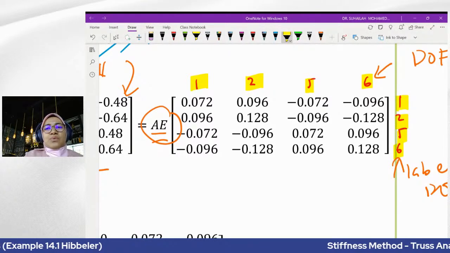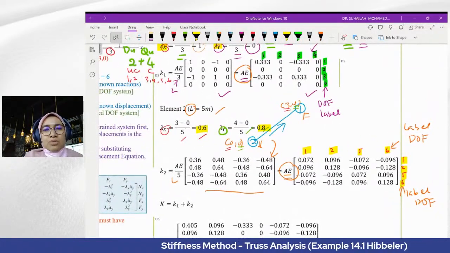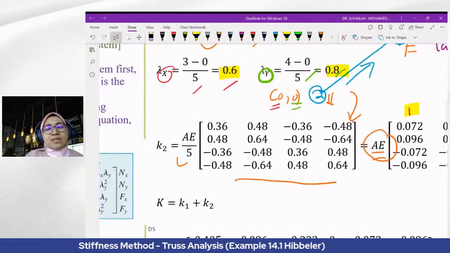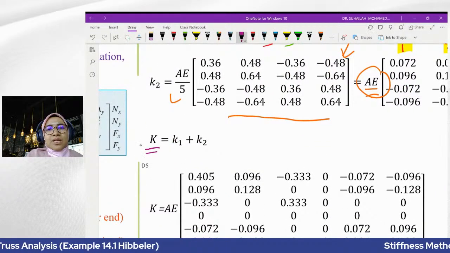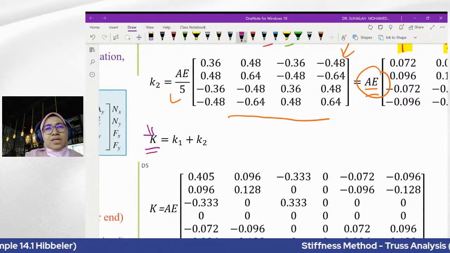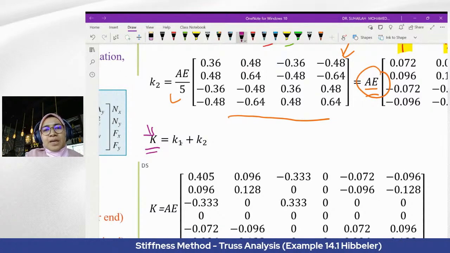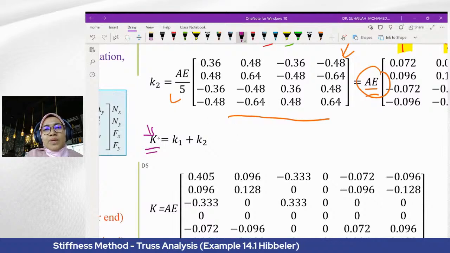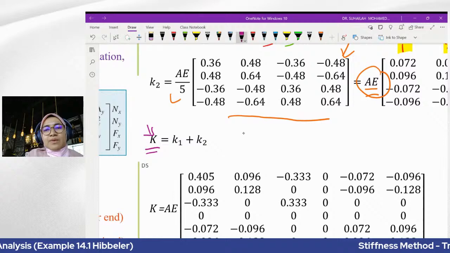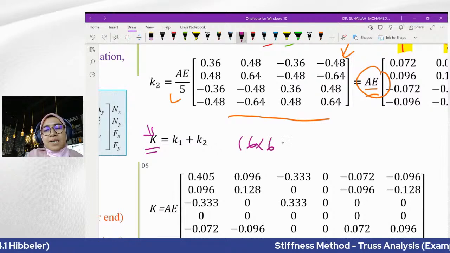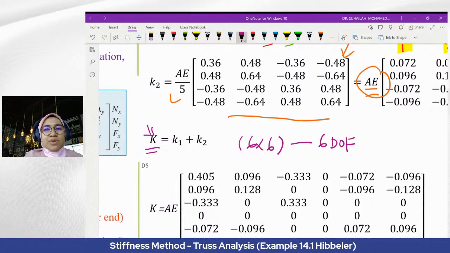Okay, now we have K1 and K2. To establish the structure stiffness matrix, we label it using a capital letter. We need to combine K1 plus K2, but always remember that the capital K represents the structure stiffness matrix, which must be 6 by 6 because of the 6 degrees of freedom in the truss.